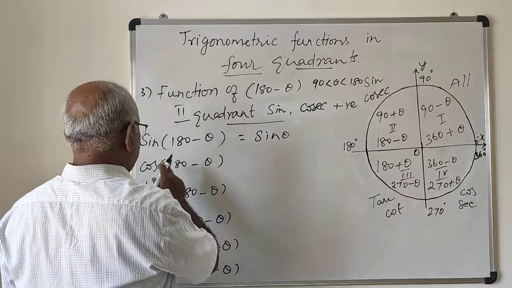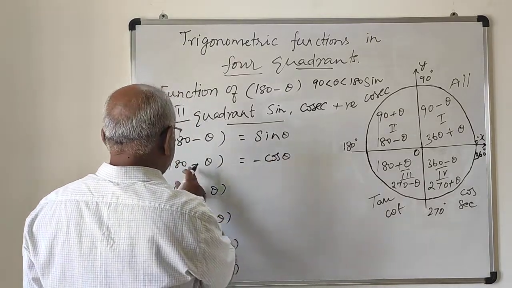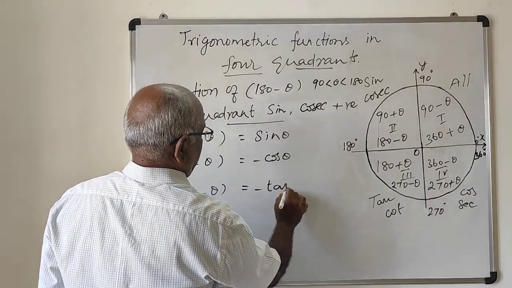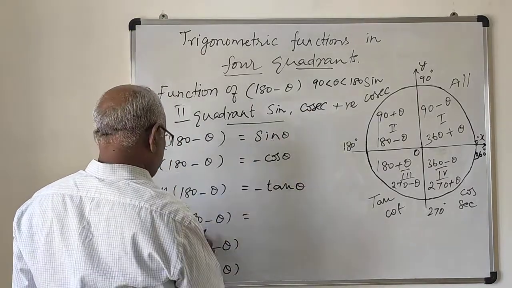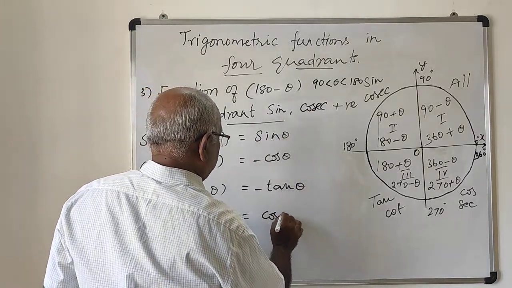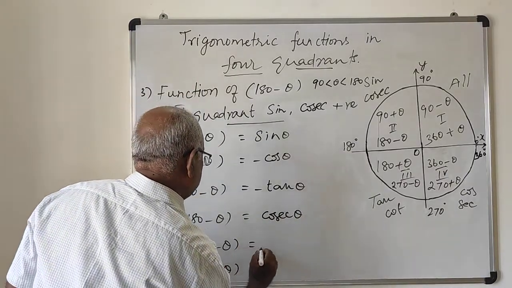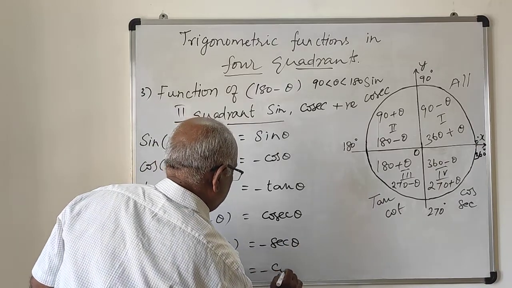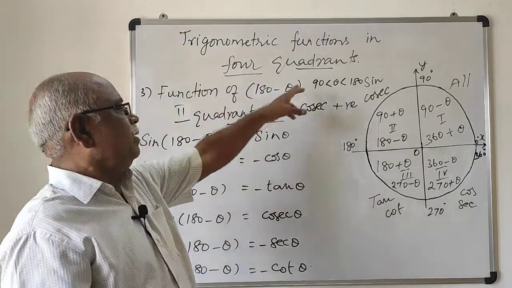Cos 180 minus theta: cos negative, so minus cos theta. 180 will not change the ratio. Tan 180 minus theta is minus tan theta. Cosecant 180 minus theta: cosecant is positive, and 180 will not change the ratio, therefore it is cosecant theta. And secant 180 minus theta is minus secant theta, cot 180 minus theta is minus cot theta. Like that, we have defined the values of 180 minus theta.